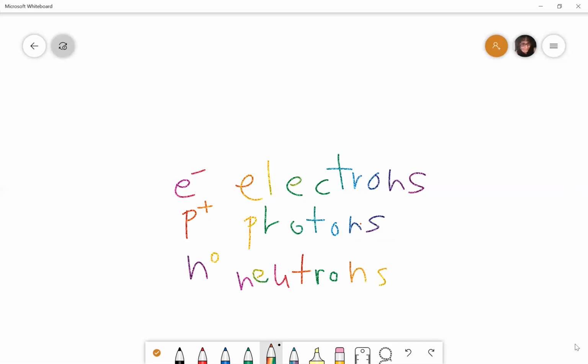Okay, now in the case of these various subatomic particles, remember that it's the protons and the neutrons that will be found in the nucleus of the atom, right? So that's in the center.